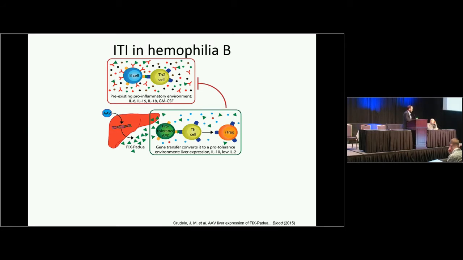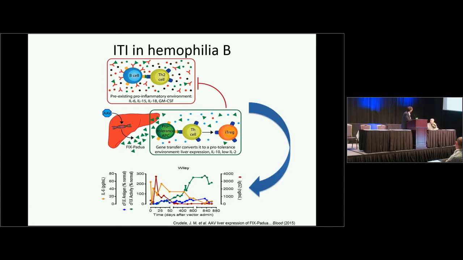What was going on then in that dog Wiley? Initially, there were pre-existing pro-inflammatory responses with IL-6 and other pro-inflammatory cytokines. The AAV vector is administered. There's high-level liver-specific expression, induction of pro-tolerogenic APCs, induction of antigen-specific induced Tregs, and then we could see a decrease in IL-6. The orange line goes down as the factor IX increases and reaches a therapeutic range.